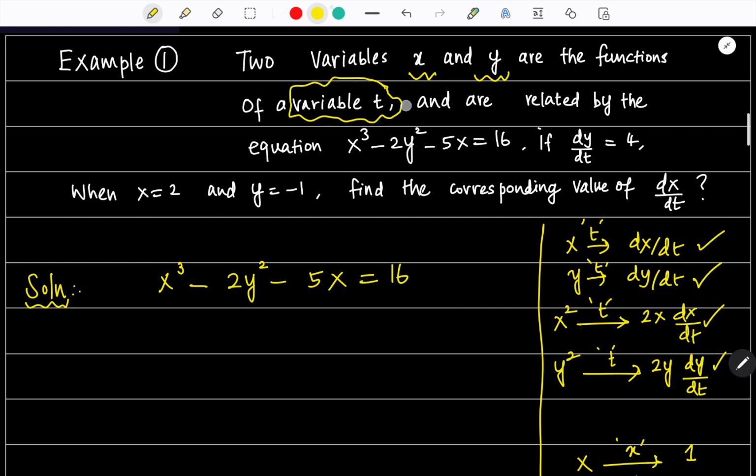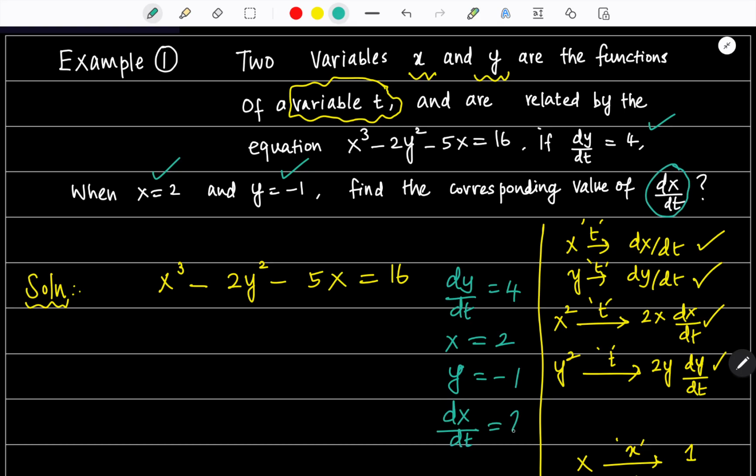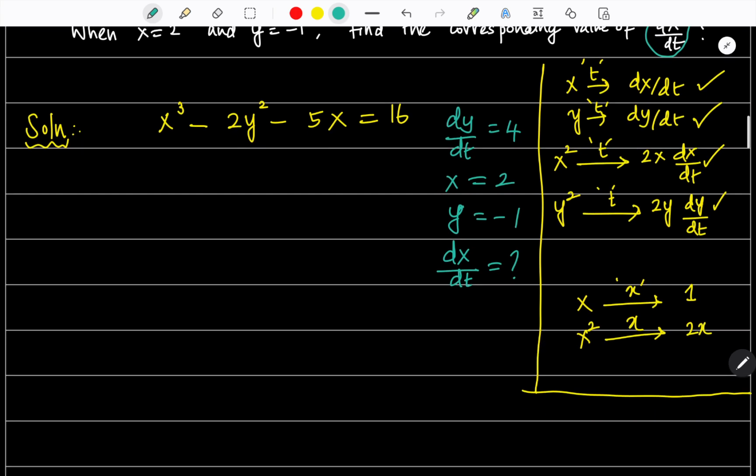So what is given? dy by dt is given as 4. And when x is equal to 2, x is equal to 2 is given, and y is equal to minus 1 is given. Okay, right? And find the corresponding value of dx by dt. So dx by dt is the question mark. Very simple. Same idea.